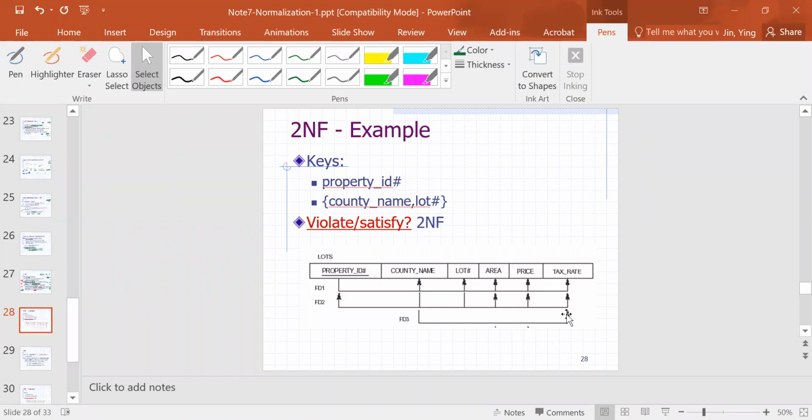And the last functional dependency says if I know the county name, say Sacramento County, then I know the tax rate. So this tells you, no matter whether you're in lot 1 or lot 2, or what your property ID is, as long as you're in Sacramento County, you have the same tax rate. That's what this functional dependency is about.